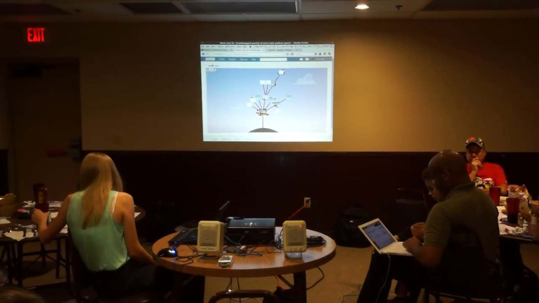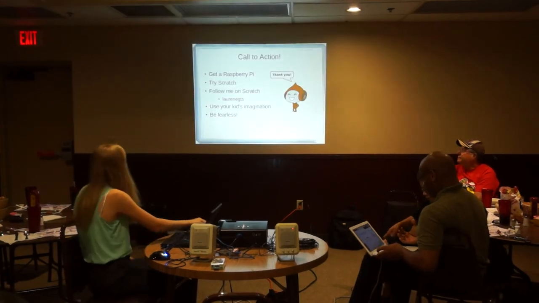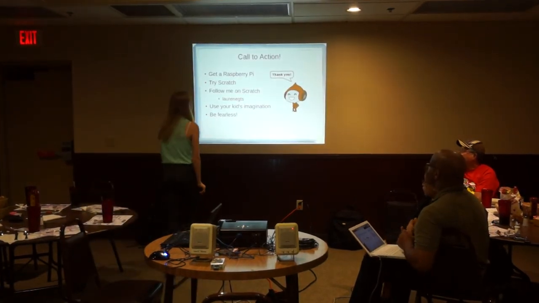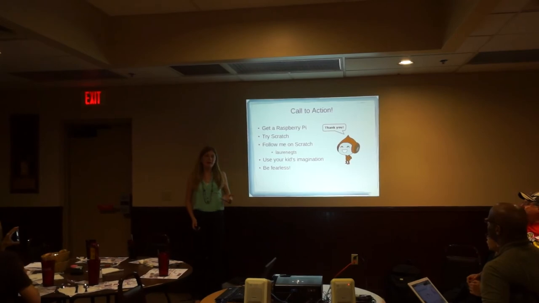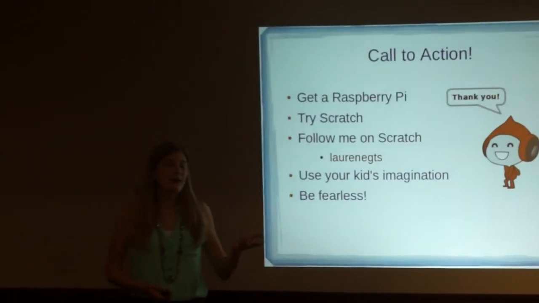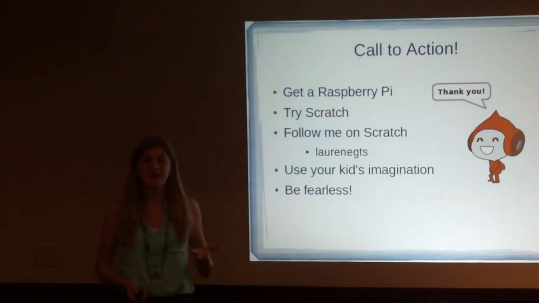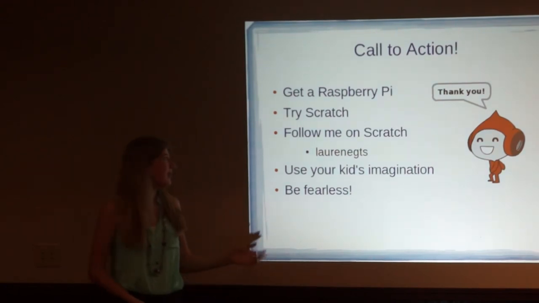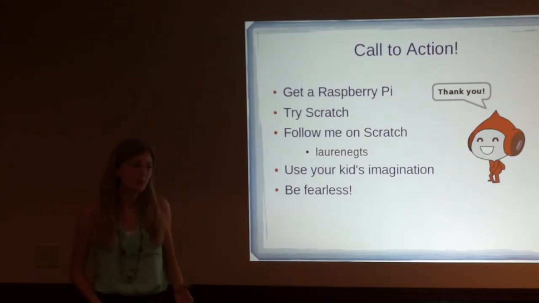All right, you get one more slide? Yeah, the last slide. We're just going to finish up with the call to action. I really think you guys should get a Raspberry Pi. It's a great tool to teach your kids the fundamentals of programming, and once they master that, they can go on to Python. With Scratch, they don't have to worry about things like indents, but with Python, it can be really frustrating when you're trying to figure out why your code didn't work. You need to get a traceback. And you guys should really try Scratch, especially as a kid. It's a great way to learn the basics without getting overwhelmed by the technicalities of programming.